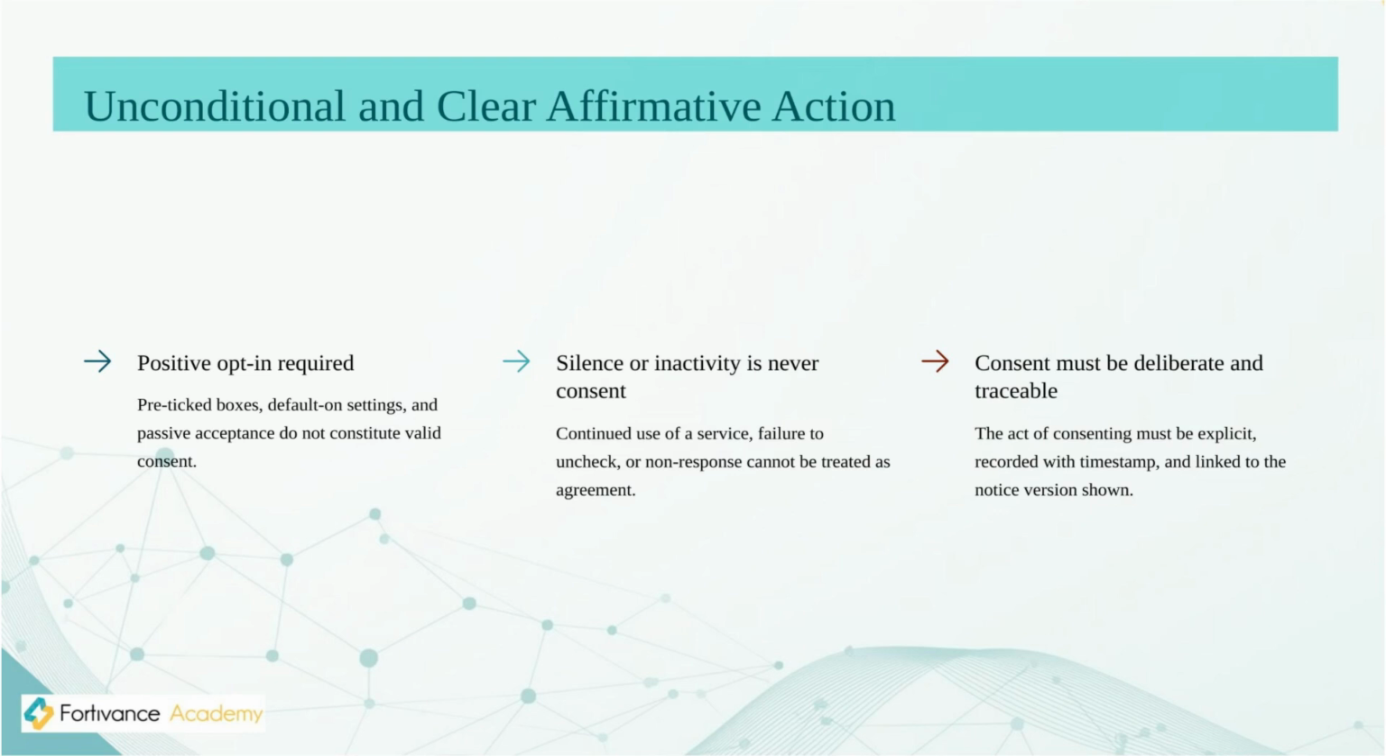Consent must come from a deliberate, unambiguous act. The person has to do something positive to agree. So, what fails this test? Pre-ticked checkboxes fail because the person didn't tick them, you did. Silence fails. Inactivity fails. Assuming consent because someone didn't object fails.